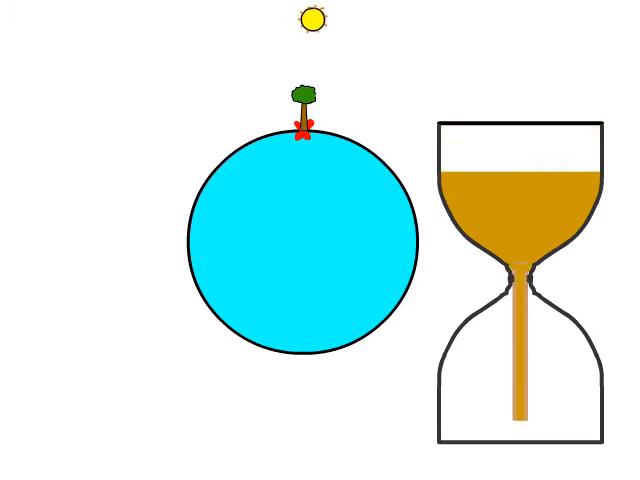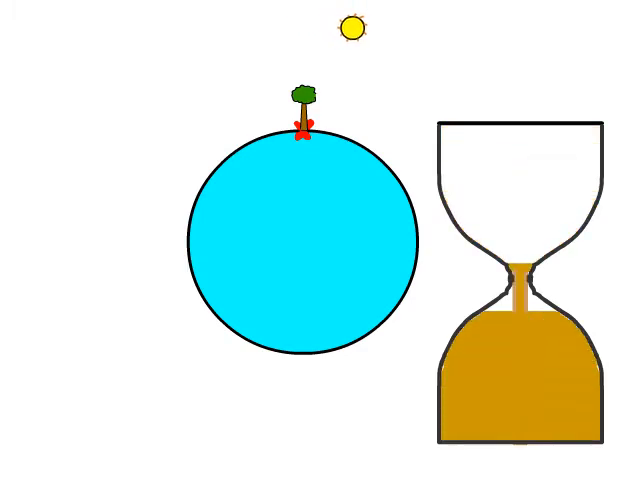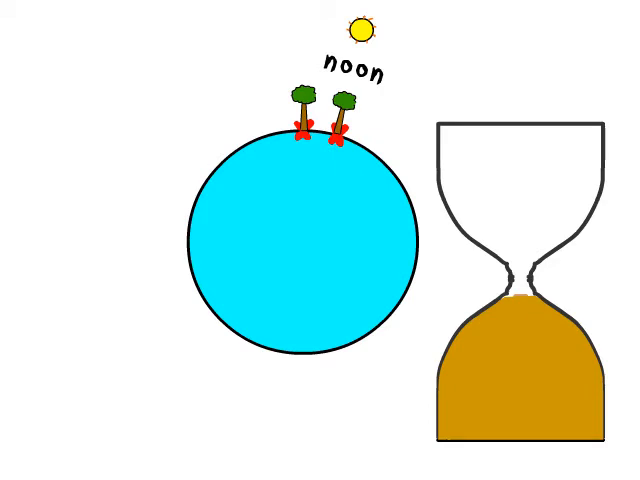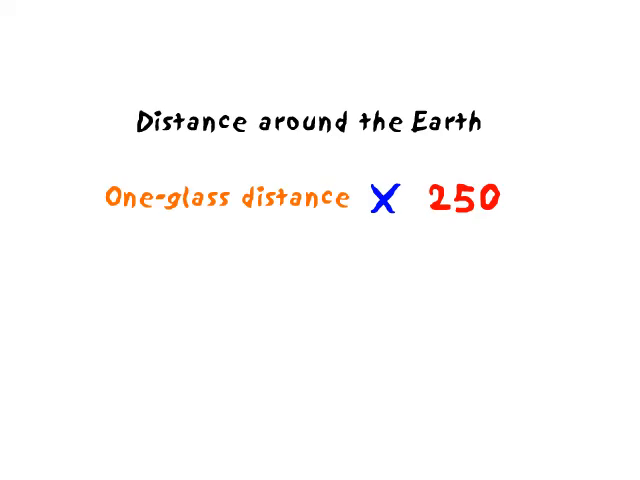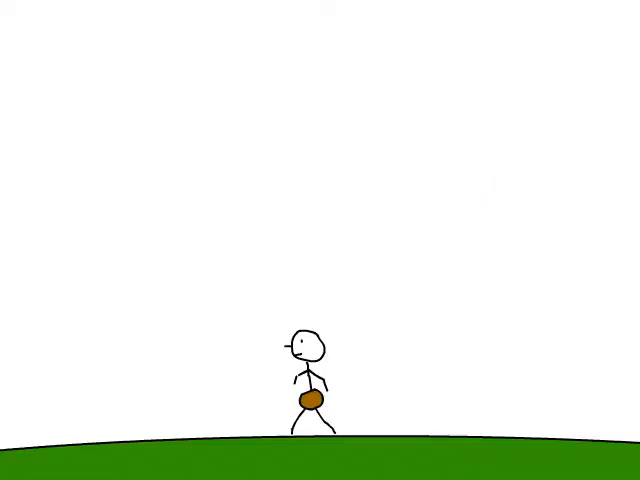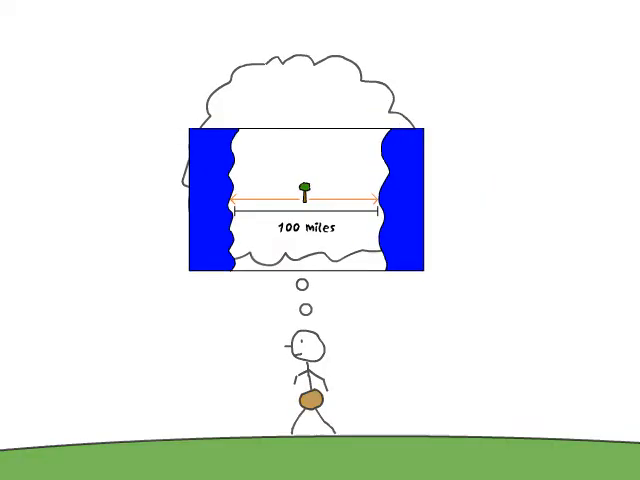So, primitive man knew that one glass time would correspond to one glass distance, and that if he knew what that distance was, he'd be able to figure out the distance around the Earth just by multiplying it by 250. Primitive man then thought about the map that described where he was.